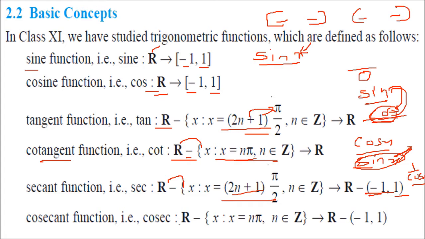For cosecant or cosec, a similar discussion goes. Cosecant is 1 by sine. Sine we don't want to be 0. So all the values where sine is 0, that is all n pi, we will remove, R minus those, and the range will be all values except those between -1 and 1.